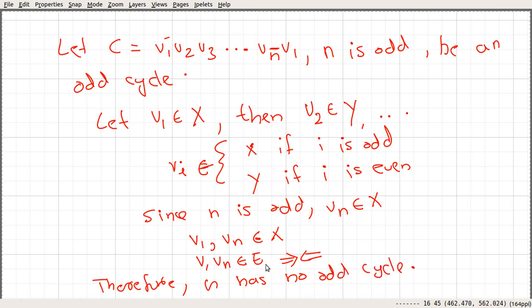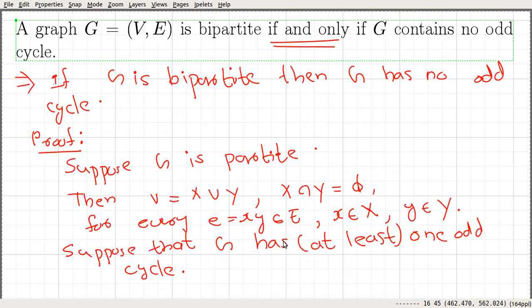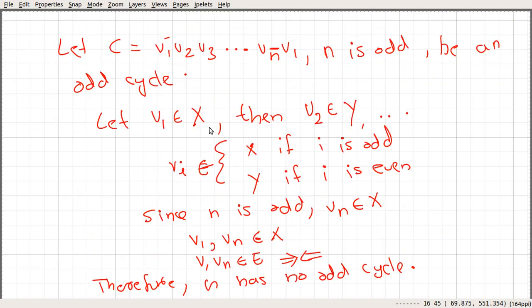The reason is that we have this contradiction because of this assumption: G has at least one odd cycle. If you assume something like that, then consider an odd cycle, something like this. If you assume V1 is an element of X, then V2 must be in Y, V3 must be in X, V4 must be in Y, and so forth.